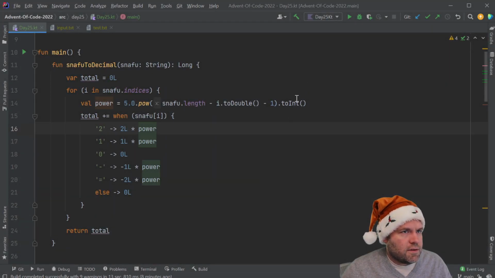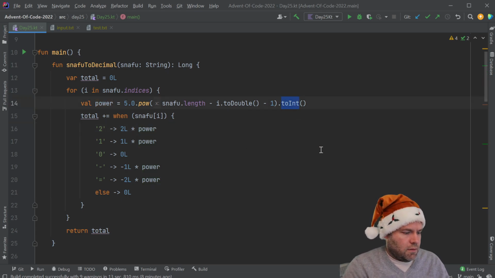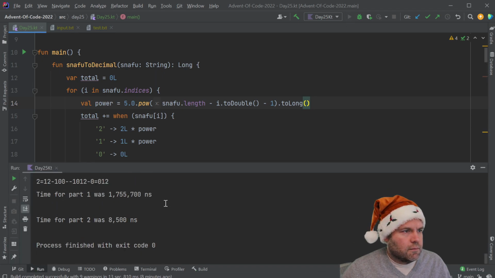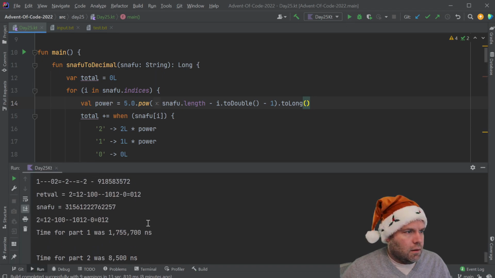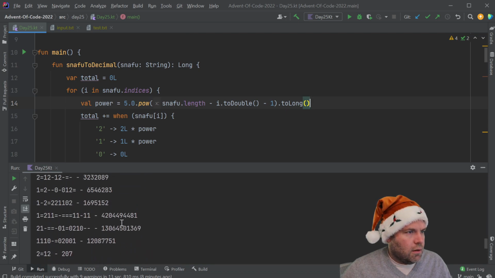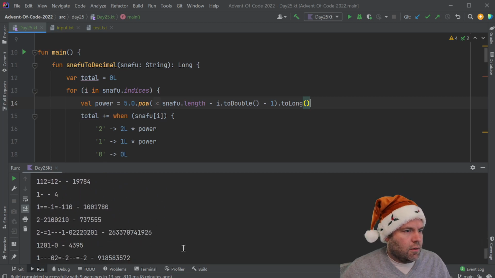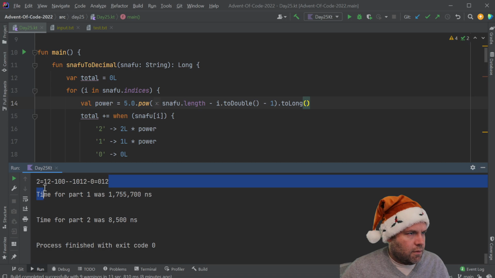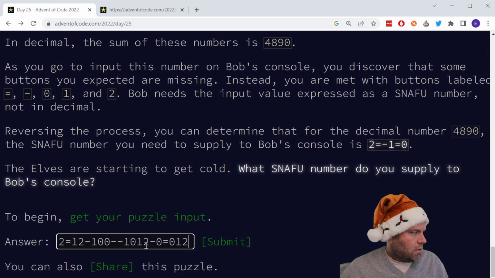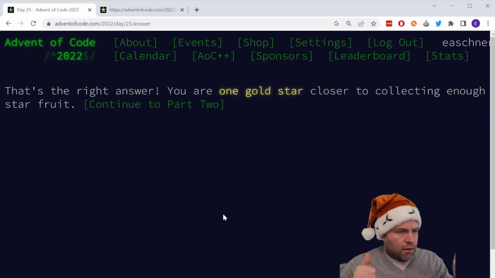Okay, definitely still overflowing. Could that be the only problem? That's a totally different answer. Let's see, are any of these overflowing? No, none of these are overflowing. Okay. Cool. Let me grab that and pop that in there. That's the right answer.